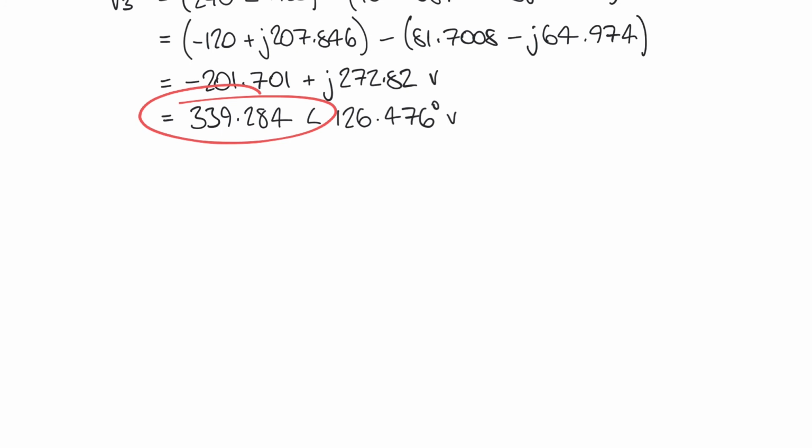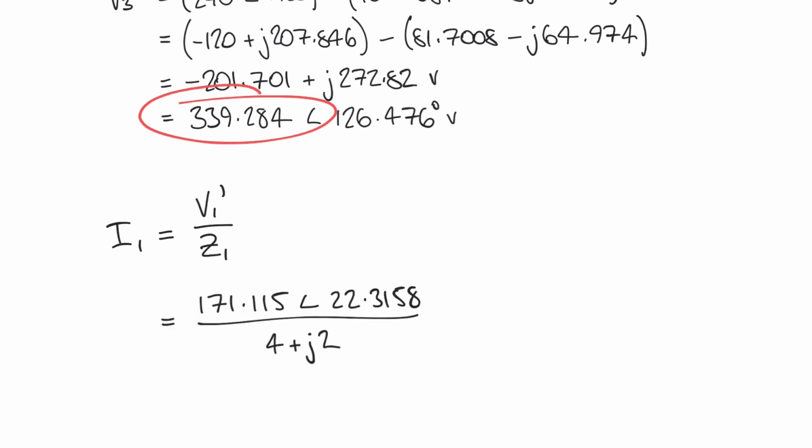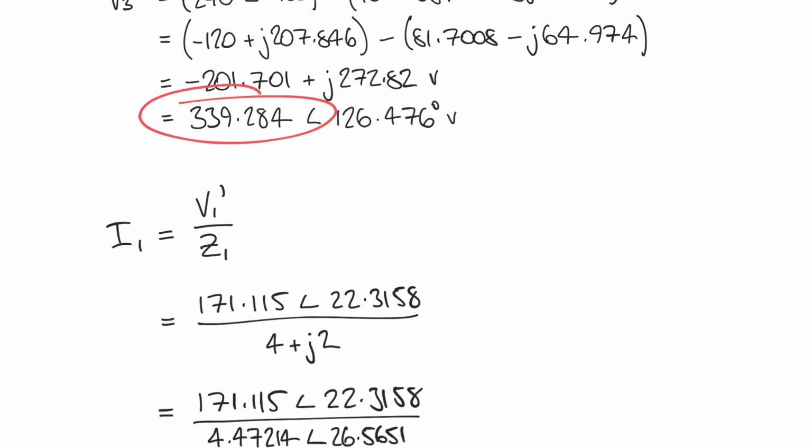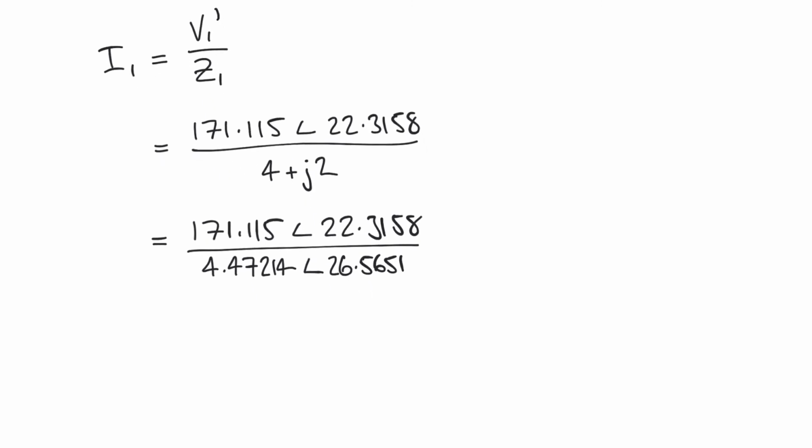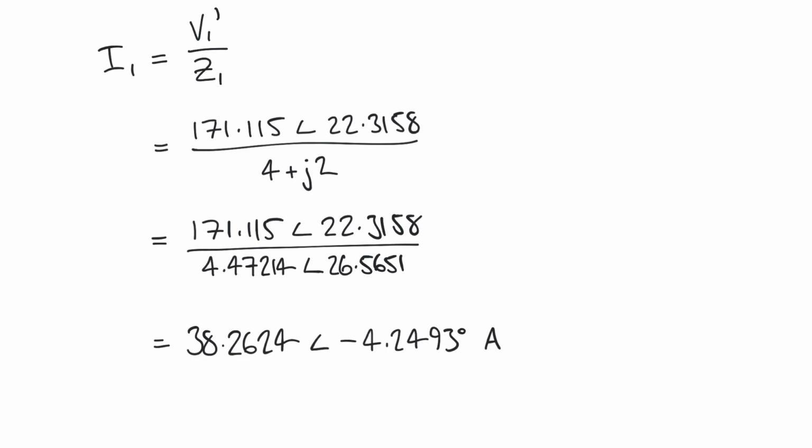But in this case we're going to say that I1, the current that flows through Z1, is not V1 over Z1, but V1 dash over Z1, because we now know that the voltage across the load is different from the voltage supplied due to this displaced neutral. We know the value of V1 dash and we know the value of Z1. We converted it to polar form earlier when we were calculating admittances as well. So here they are with Z1 in polar form, and we get a result of 38.2624 at an angle of minus 4.2493 degrees, and that's a current measured in amps.